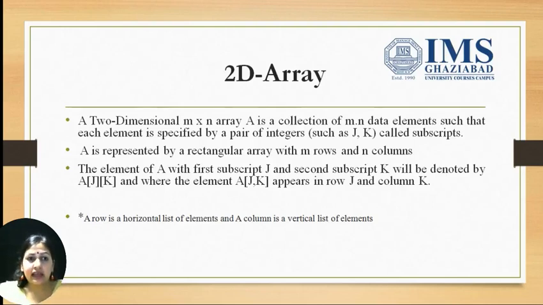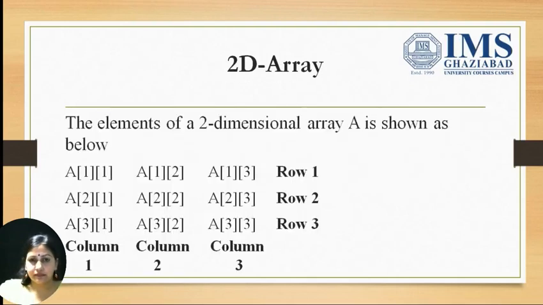An array A is represented by a rectangular array with m rows and n columns. That is, if we have a 3x3 2D array, then it contains 3 rows and 3 columns. The element of 2D array A with first subscript j and second subscript k will be denoted by ajk, where the element ajk appears in row j and column k. A 2D array can be represented like this in data structures.